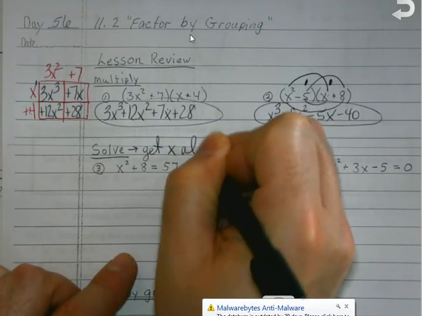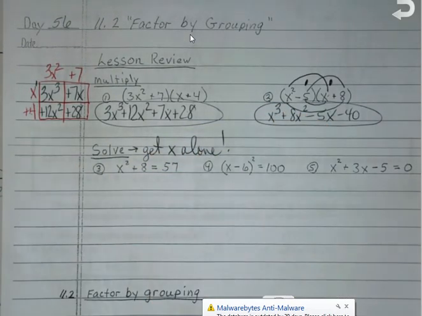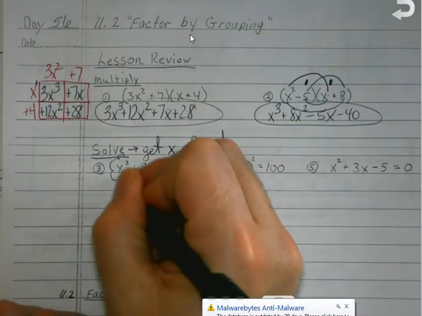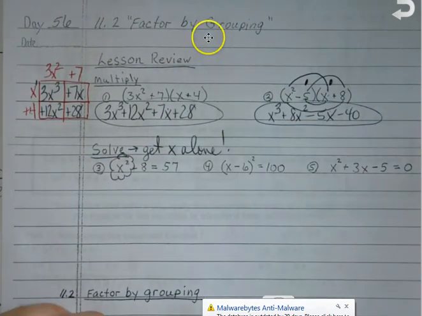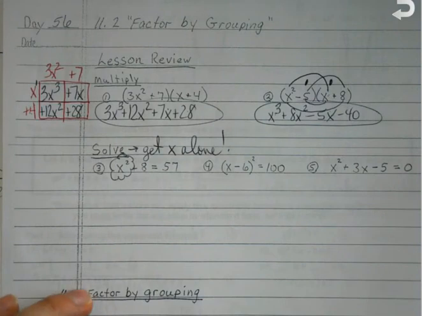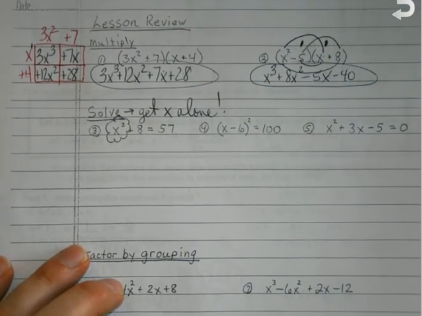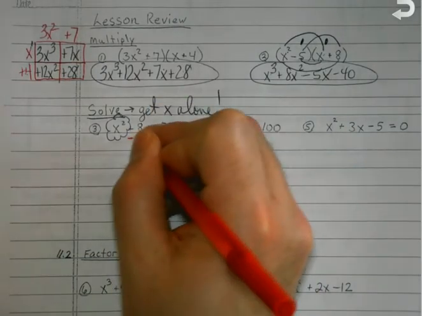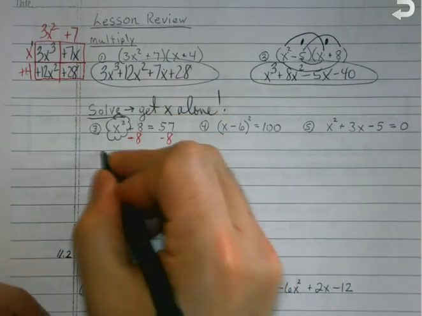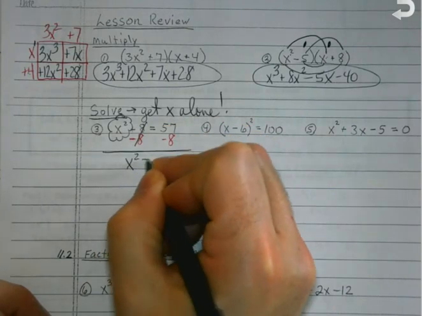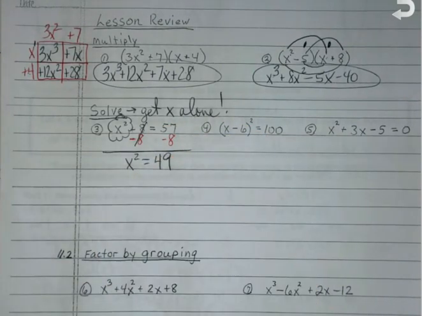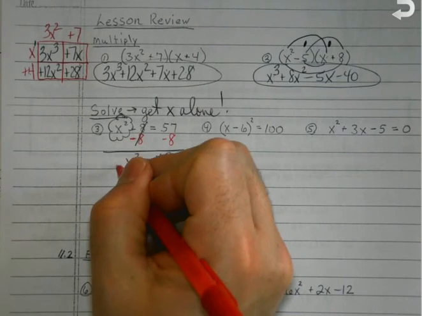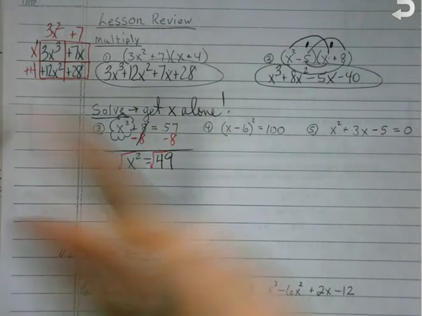Get x alone. Okay. Where's my x squared? What's my first step to get that alone? How do I get that plus 8 out of there? Minus it. Exactly. Now here comes the moment of truth. How do I get rid of squared? Square root it. And there's one additional piece to this that sometimes people forget.